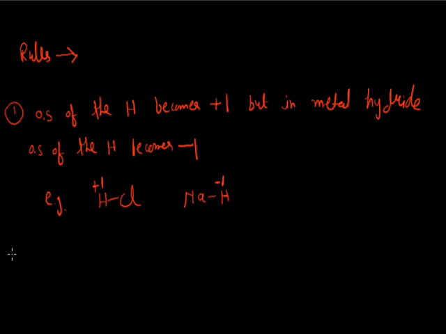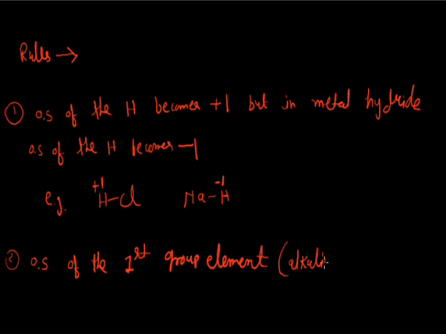And the second rule becomes: OS of the first group element, that is also called alkaline metal, becomes +1. For example, first group elements are lithium, sodium, potassium, rubidium, cesium. All have OS +1.